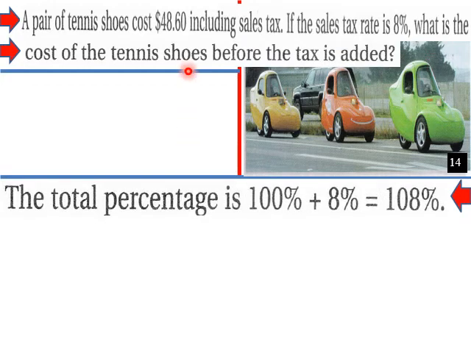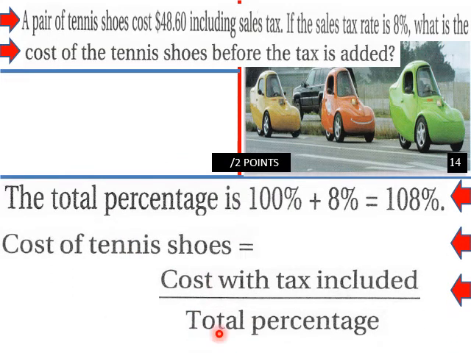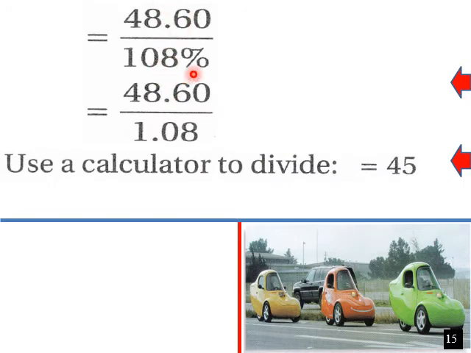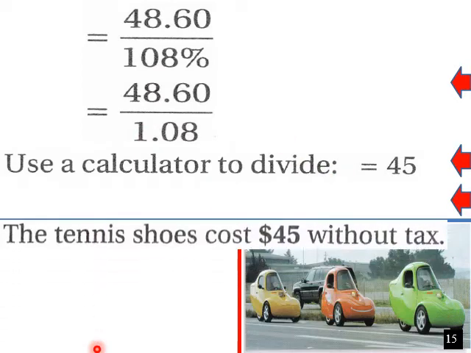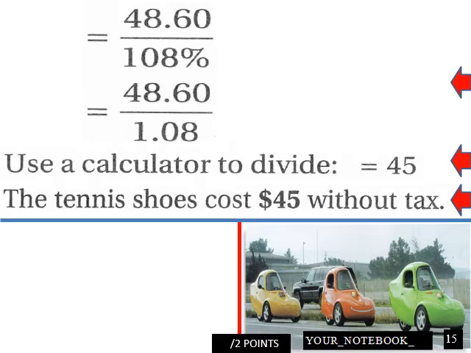A pair of tennis shoes costs this amount. The sales tax is 8%. What is the cost of the tennis shoes before the tax is added? So we take the cost with tax included, and divide it over our total percentage. So we've got 48.6, and we have 108%. Use a calculator to divide, and we get $45. The tennis shoes cost $45 without taxes.